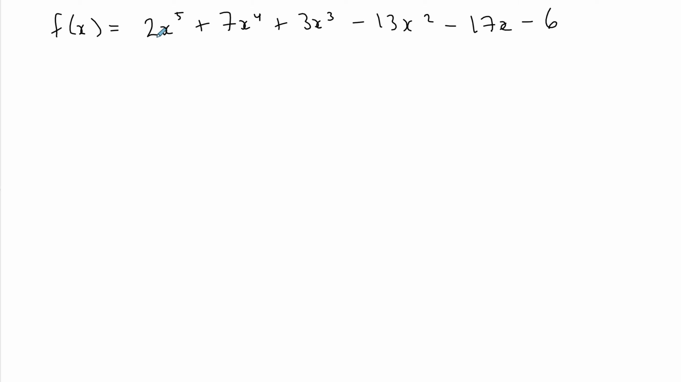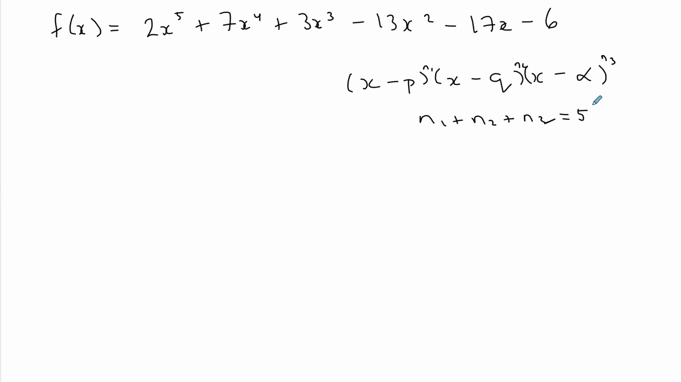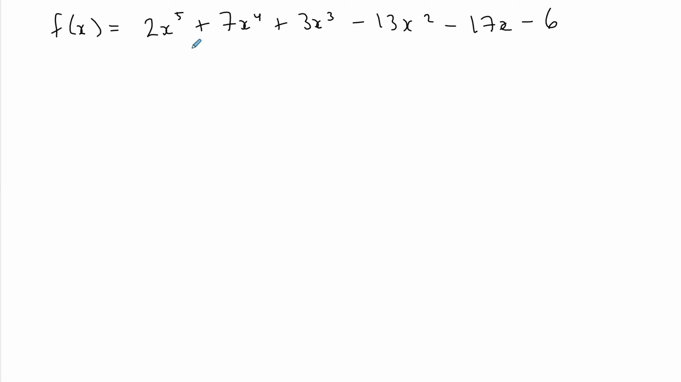With this, the degree of this polynomial is 5. What this tells me is that if I end up factorizing, say, x plus q, x plus alpha, I'm just picking random numbers, and then I have the powers, say n1, n2, n3, the powers should add up to 5. I should have 5 factors in total. That's a consequence of the lemma that we went through on the first slide.